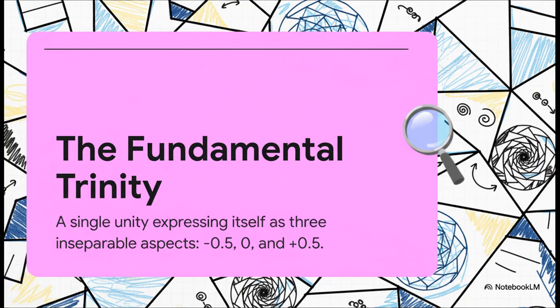The best way to think about it is like a single coin with three sides that all exist at the same time. You've got a contractive aspect, pulling in, an expansive aspect, pushing out, and a neutral point of perfect balance right in the middle. They can't exist without each other, and they're always in perfect balance.